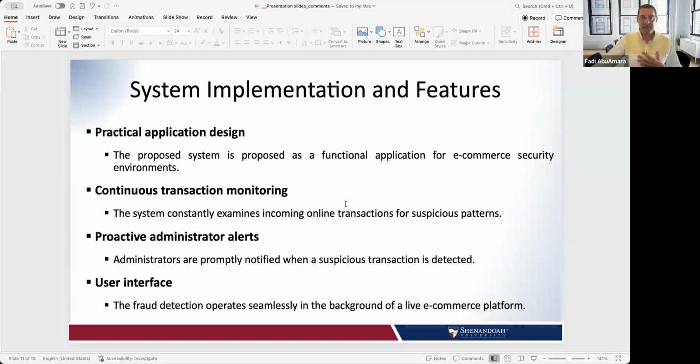Now for the system implementation and features, the proposed system is presented as a functional application for e-commerce security environments. It can be integrated into existing online retail platforms to monitor transactions in real time. Also, the system constantly examines incoming online transactions for any suspicious patterns. Administrators are immediately notified when a suspicious transaction is detected. And finally, the system can run in the background of a live e-commerce platform.